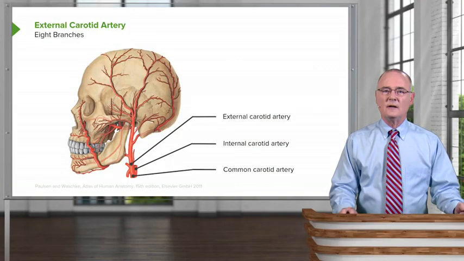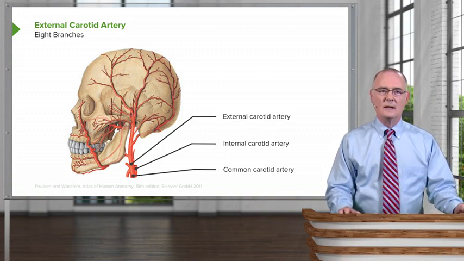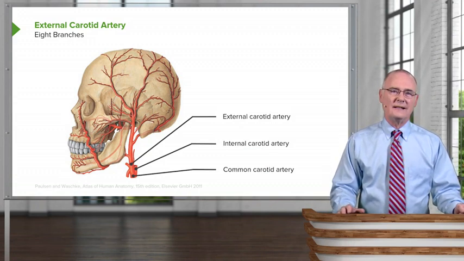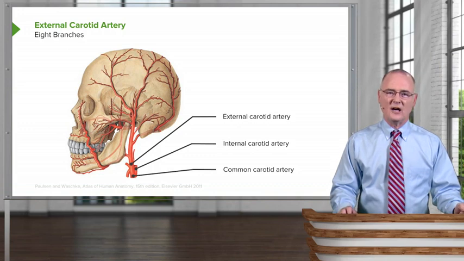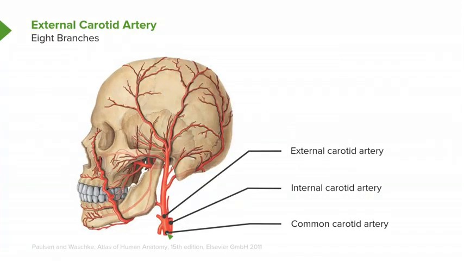Let's now explore in greater detail the branching pattern of the external carotid artery. When we walk through this particular segment of the presentation, we will identify 8 branches of the external carotid artery, and there is a helpful mnemonic that will allow you to remember what those branches are. So again, we see our common carotid artery, we see our external carotid artery, and we see our internal carotid, so our focus is on the external carotid artery.